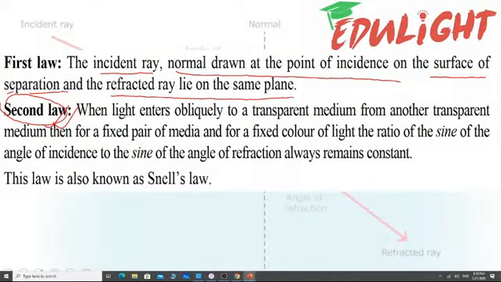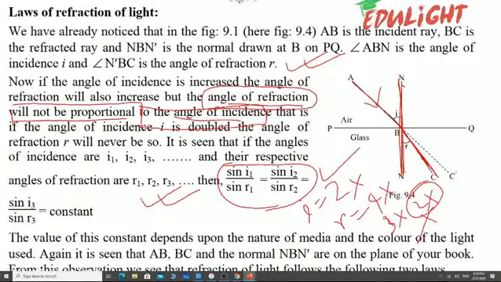The normal is drawn at the point of incidence on the surface of separation. We have to know also the surface of separation. What does surface of separation usually mean? It means this surface. Why is it called the surface of separation? Because it has separated two media.